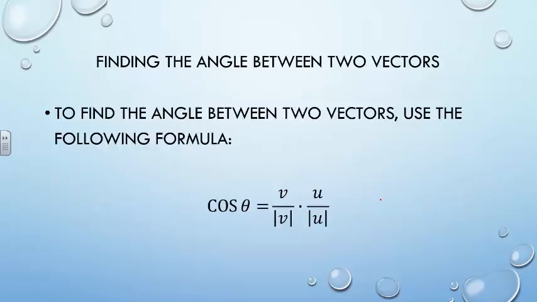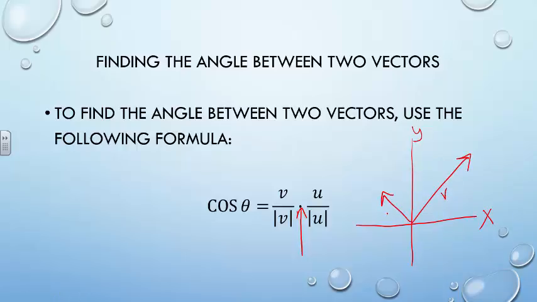And we want to find the angle between two vectors sometimes. So we'll use the following formula. Cosine of theta equals v over the magnitude of v dot, as in dot product, u over the magnitude of u. And what do we mean when we say angle between two vectors? Well, let's take a look at this. Here's our xy plane. We have some vector v over here. We have some vector u over here. And there's an angle, theta, in between those two vectors. And that's an example of what this might look like.